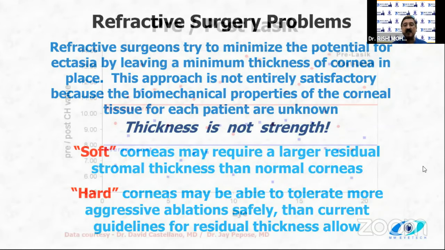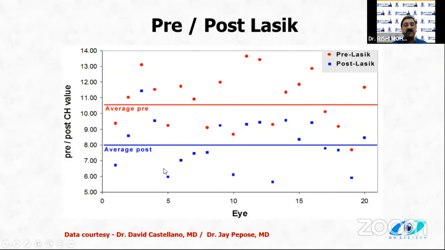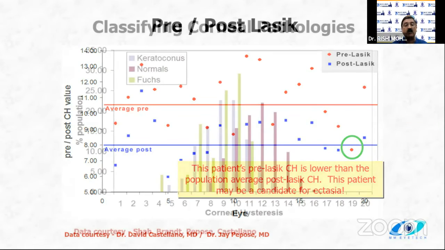So let's look at this scatter diagram again. And one can see in the red, the average pre-LASIK hysteresis values and the average post-LASIK hysteresis values. And one can see that the post-LASIK hysteresis is slightly lower, but you can see this outlier here. This patient's pre-LASIK hysteresis is lower than the population average post-LASIK hysteresis. So this is the patient who may become a candidate for ectasia, given everything else to be normal.